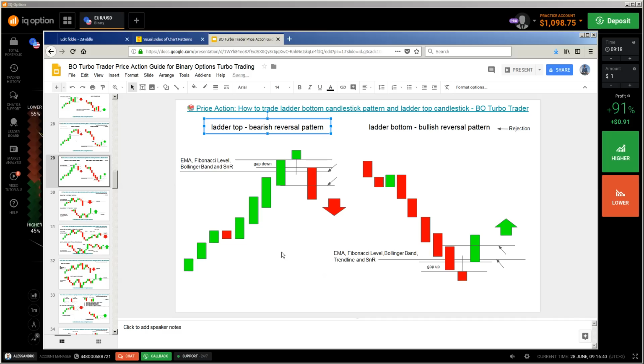It's the same as a coin flip. You get a 50-50 chance, and at the end you can lose 10 times, 20 times in a row, only because you are unlucky. And that is the same thing with the 60% success rate on any kind of candlestick pattern. So that was the ladder top and ladder bottom. I hope I have explained this.